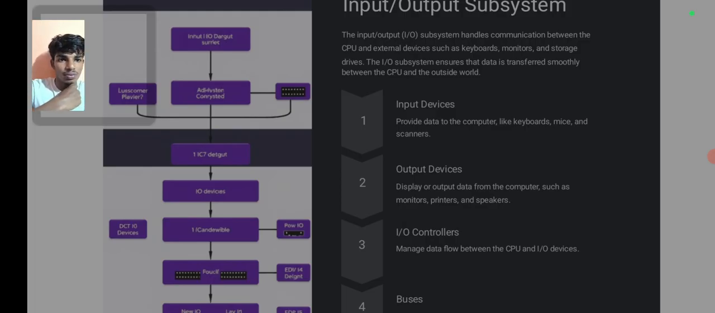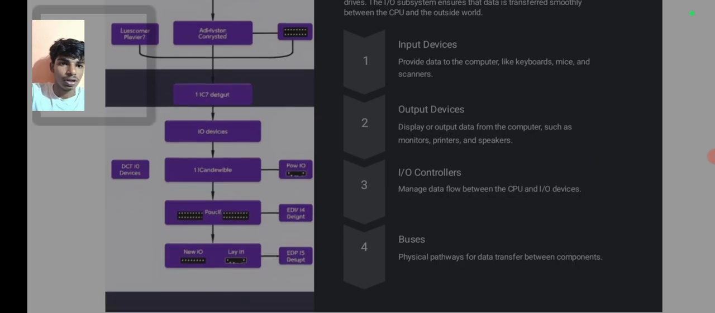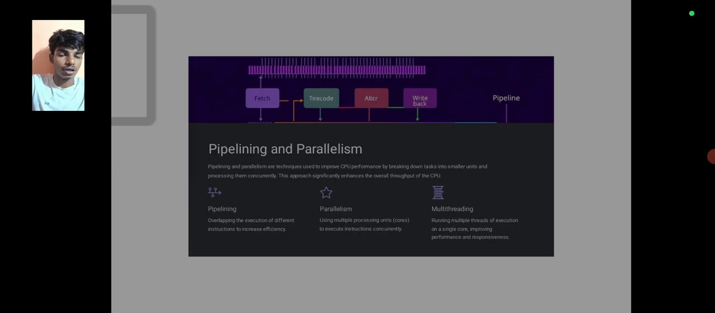Input devices, output devices, controllers and buses are the four types. Input devices provide data to the computer, like keyboards, mics and scanners. Output devices display or output data from the computer, such as monitors, printers and speakers. Controllers manage the data flow between the CPU and input devices. And last we have buses, that is the physical pathway for data transfer between the components. It's about the input and output subsystems.